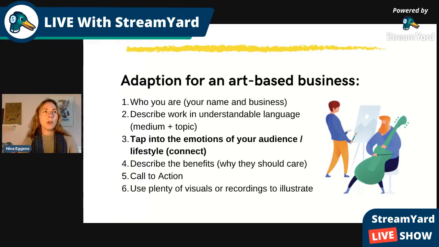You want people to feel like, oh, I need this in my life. So how are you going to make them feel like that? You are going to have to describe your work not in vague terms that don't mean anything to anyone, but in ways that people get excited about, right? So you have to tap into the emotions of your audience and their lifestyle, and find a way to connect with them and what they like, what they are like, what else they like, what excites them. So it's very much about that when you are an art-based business.